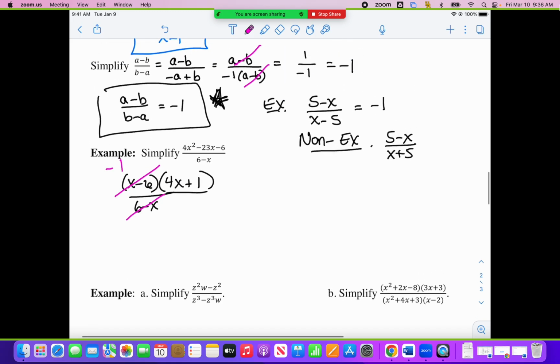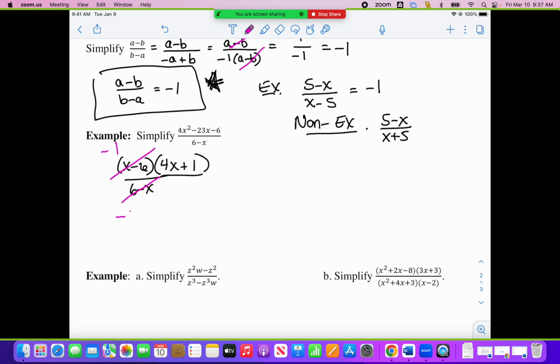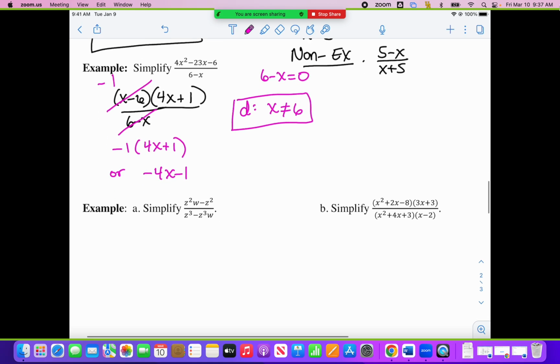Now look, x minus 6 and 6 minus x are going to cancel to negative 1. That's what we just learned. A minus b over b minus a is negative 1. So I can either leave it as negative 1 times 4x plus 1, or you could distribute. Let's go ahead and talk about domain. You set 6 minus x equals 0, so x equals 6. That's the one value I cannot plug in. Even though the denominator cancels, it has to work in the original problem, not just the reduced answer. All right, questions on that one?